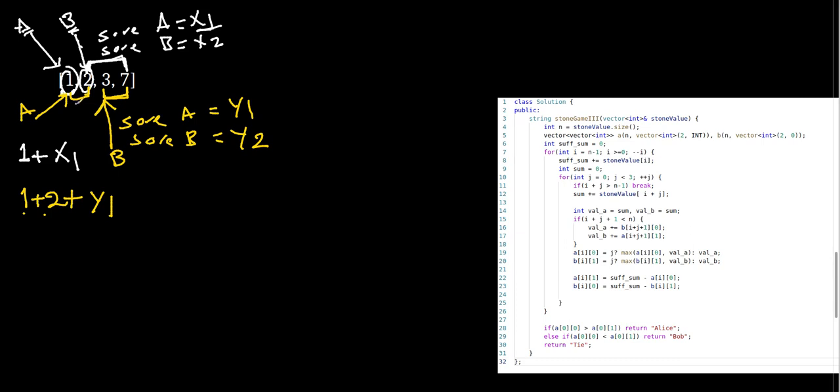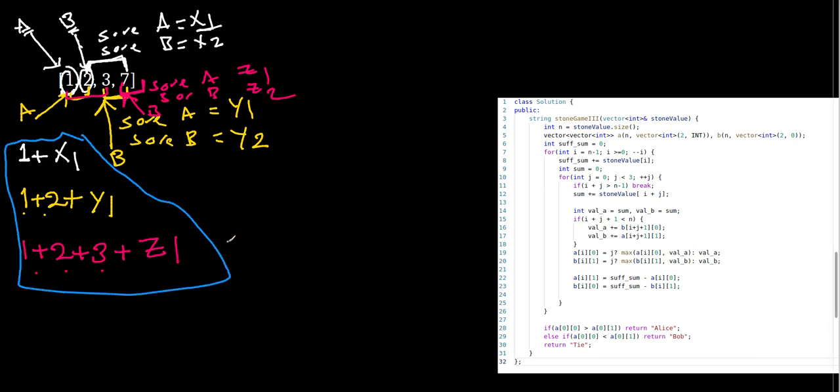Or the other option is Alice can take first 3 stones, and her score will be 1 plus 2 plus 3 plus, if Bob starts at this index, what is the score for this subarray? So Bob starts here. What is the score for Alice? Assume it's Z1, and the score for Bob, assume it's Z2. So 1 plus 2 plus 3 plus Z1, this is the score for Alice, which is the max among all of these 3 values.